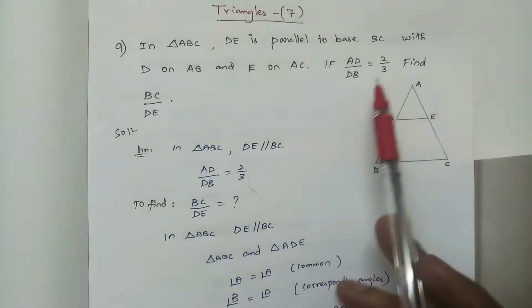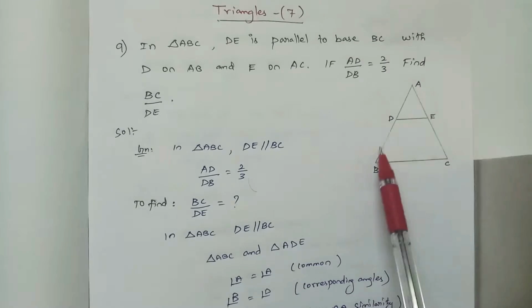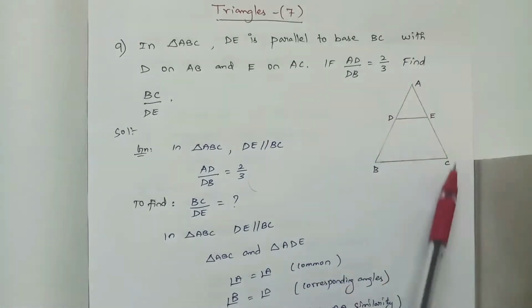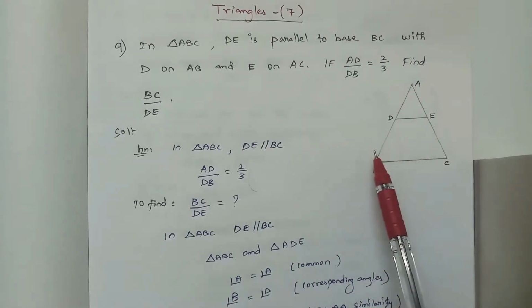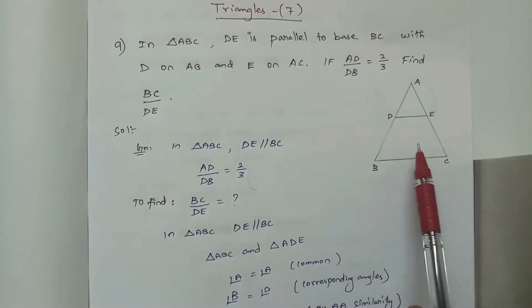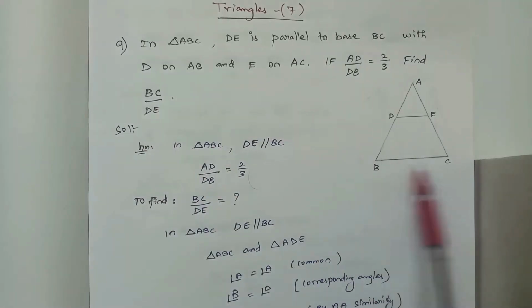Actually, they have given the value of the ratio of AD divided by DB. Suppose they ask you to find AE by EC or AE by AC, then by using BPT, the statement of BPT, we can directly find it. But now they are asking you to find BC and DE.